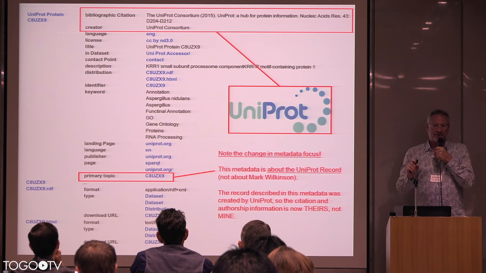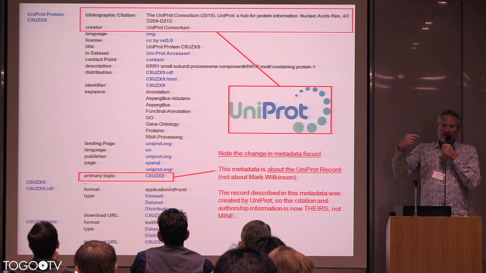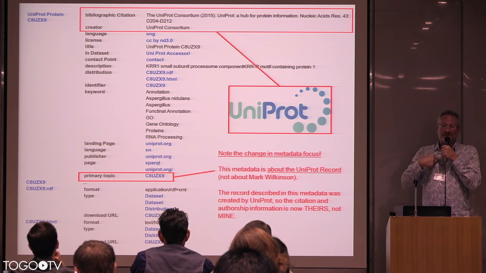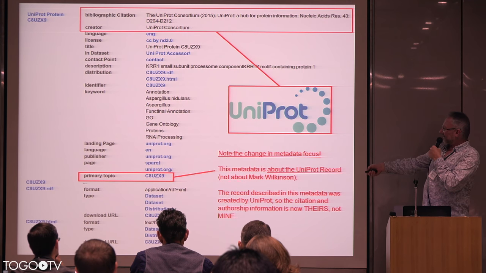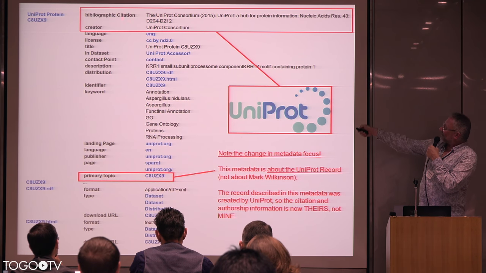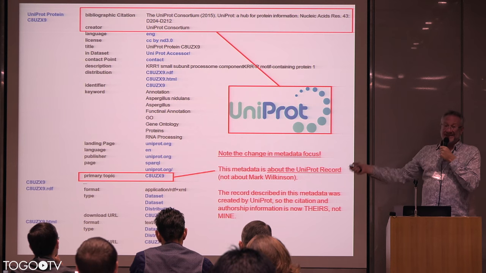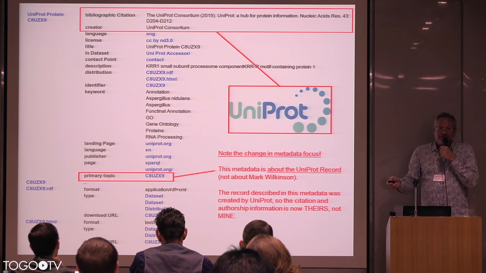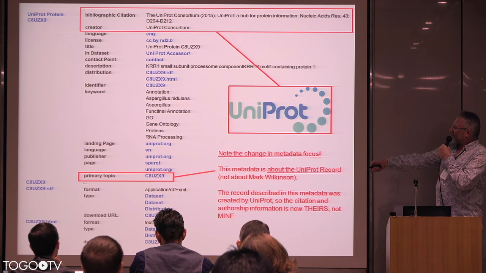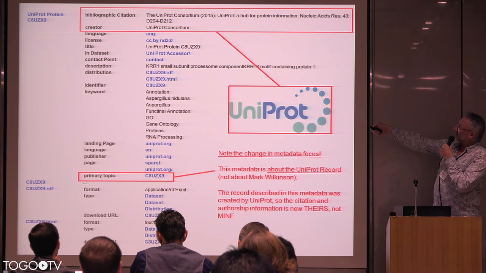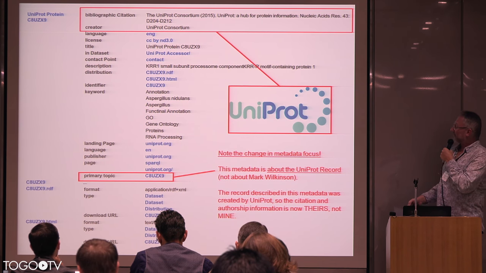Right? Notice that it's switched. The top level metadata was about me. I was the author of that data set because it's my query. Now that we're down into the record, the metadata focus, the citation, the creator is UniProt. I didn't create that record, they did. So I've now switched the metadata focus. My primary topic is this UniProt record, and of course the citation and the creator are UniProt.